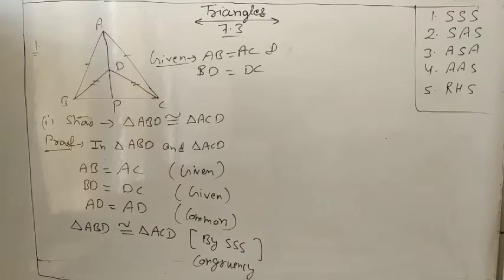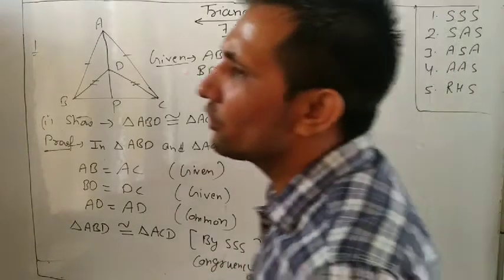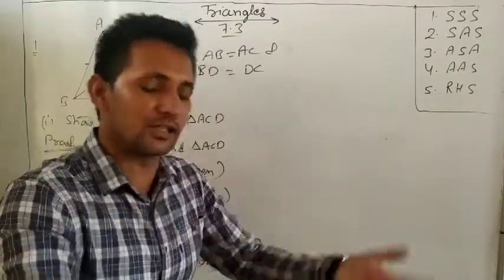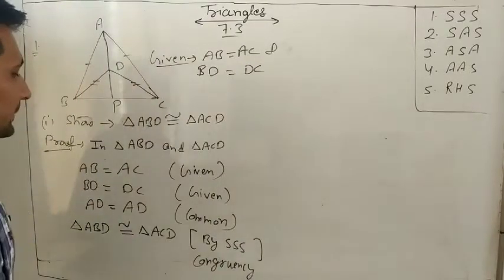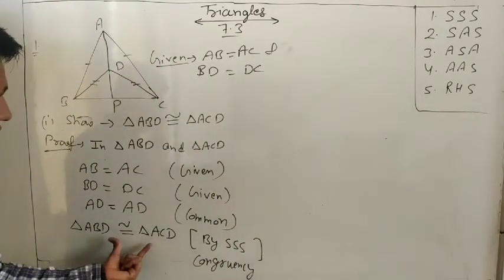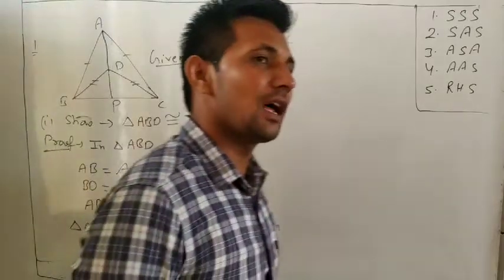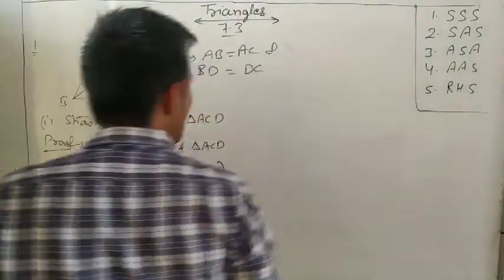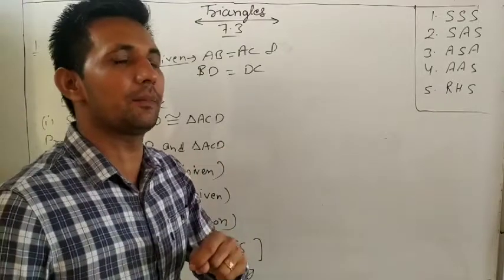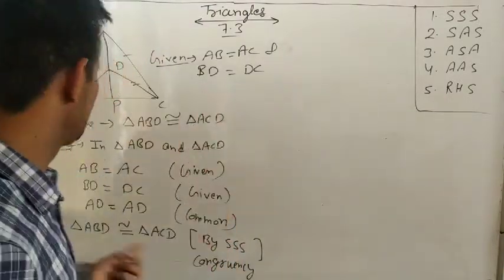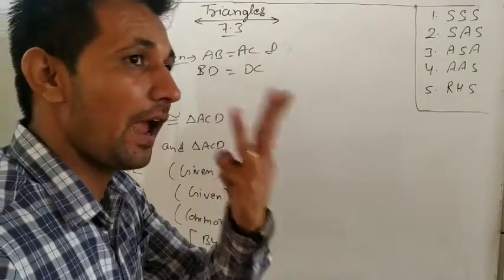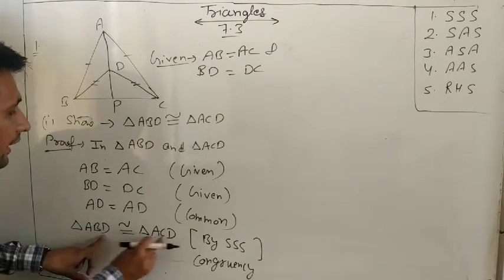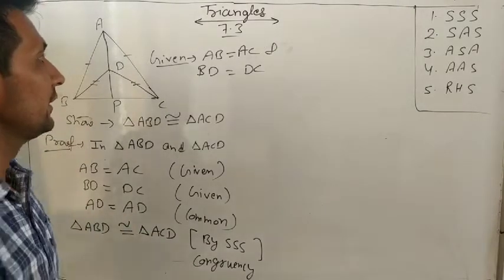Next, always remember, whenever a question is given in more than one part, we will use the first part in the second part, and the second part in the third part, like this always. If two triangles are congruent, corresponding parts are equal. How many corresponding parts? There are 6 corresponding parts in two congruent triangles. 3 are sides, these are already given equal, and 3 are angles. It means angle A equal to angle A, angle B equal to angle C, and angle D equal to angle D. Understand?